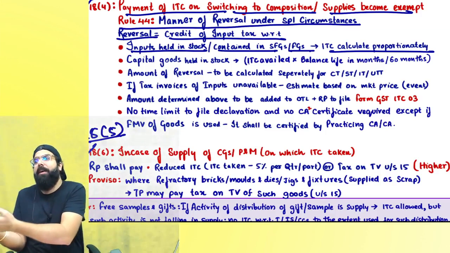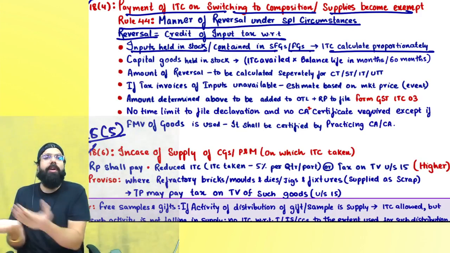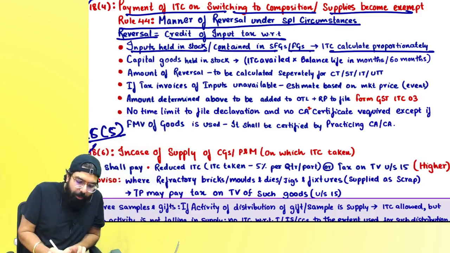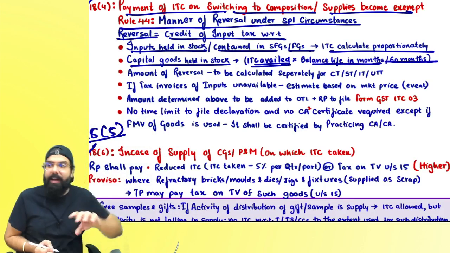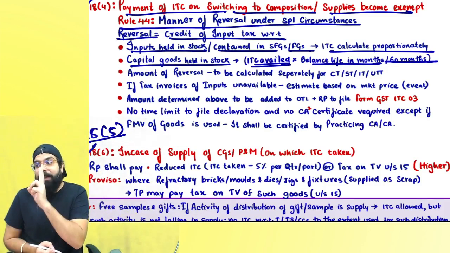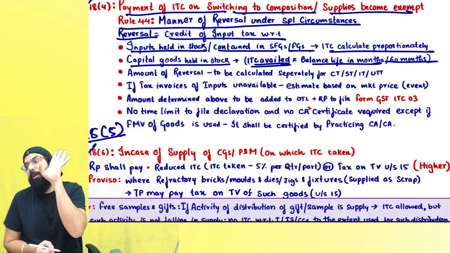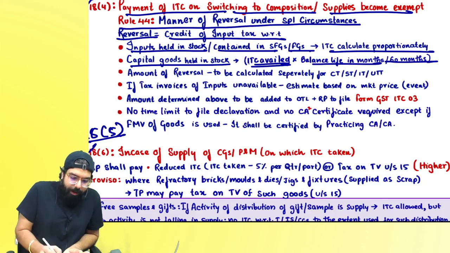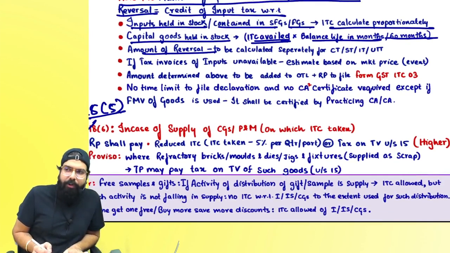Might be you have taken the credit for 100 goods, only remaining is 50, then reversal will be done only of 50. Then capital goods ka reversal, always remember whatever the ITC you have taken divided by 60 months multiplied by the balance months. Monthly calculation ka basis pe reversal has to be done, not monthly reversal. Amount of reversal calculate separately for CGST, SGST, IGST or UTGST.